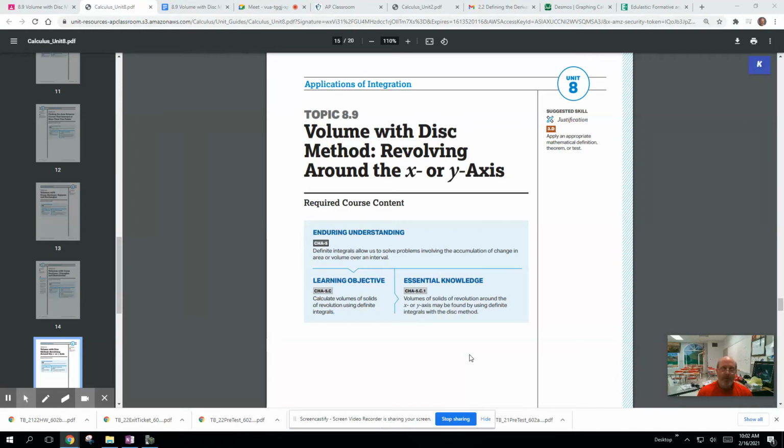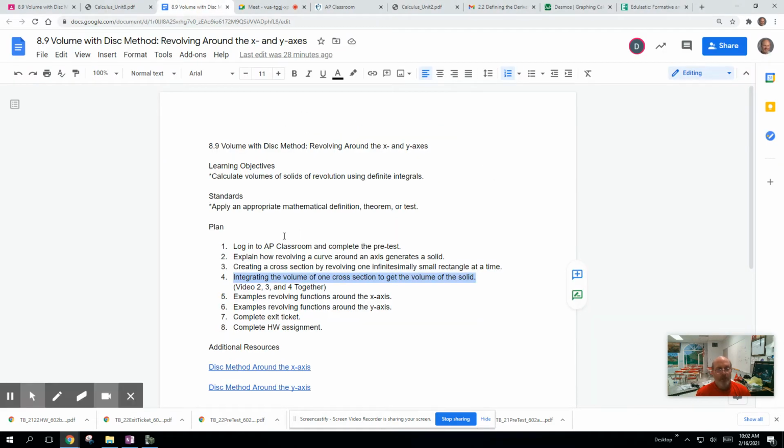All right, welcome to topic 8.9 in the AP Calculus curriculum, volume of disk method revolving around the x or y axis. Today we're going to calculate volumes of solids of revolution using definite integrals. Volumes of solids of revolution around the x or y axis can be found using definite integrals with what we call the disk method. You'll see what's called disk method here in a few moments. We're going to start. This first video is going to cover these three parts of our lesson.